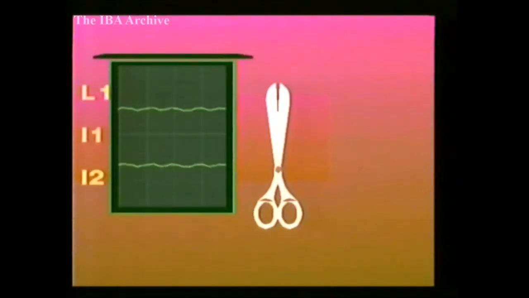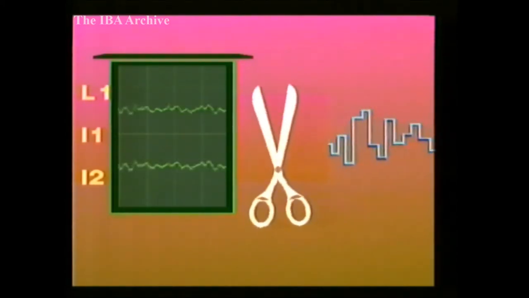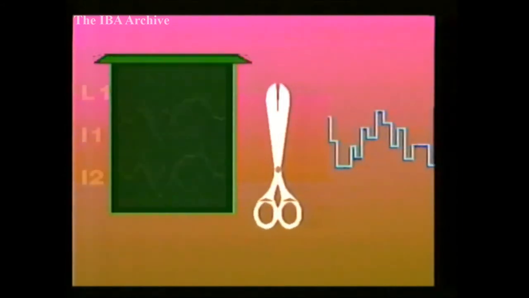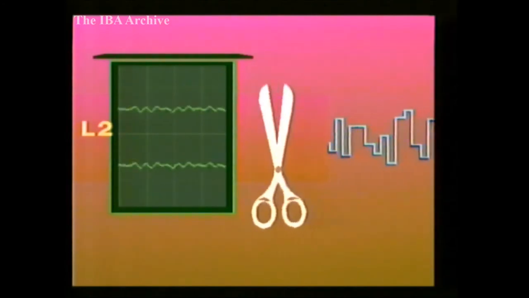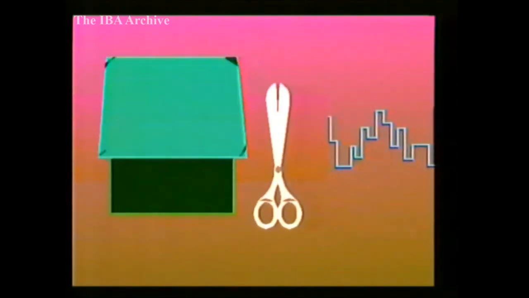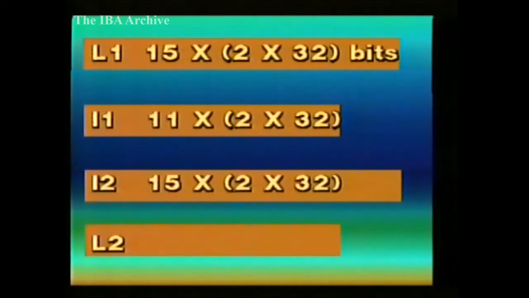For the first three combinations, a coding block corresponds to two groups of 32 samples. That is 1 millisecond of stereophonic sound. For L2, the coding block consists of two groups of 18 samples. The length of a coding block is therefore the number of bits used to transmit a sample multiplied by the number of samples in the block. The coding blocks, therefore, differ in length, being either 90 or 120 bytes long.